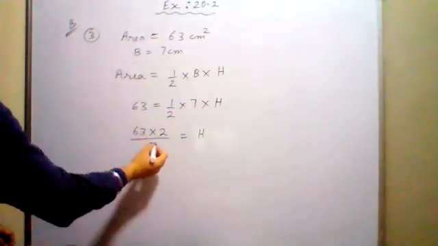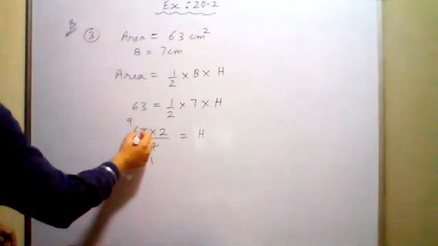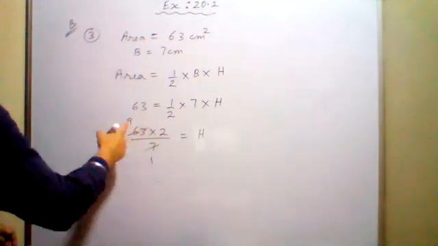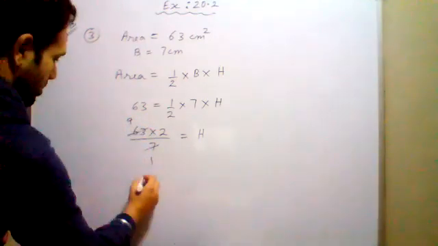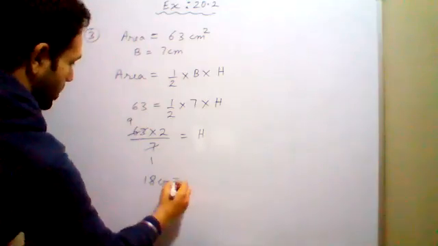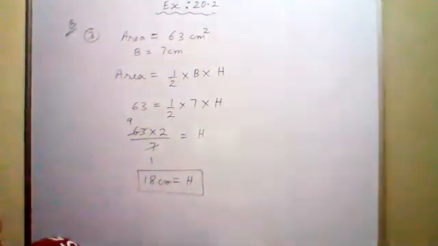Now 63 divided by 7 is 9. 63 को 7 से divide करते हैं, कितना आता है? 9. So 9 into 2 is 18. 18 centimeter is the answer. Clear? Same है बिल्कुल question one की तरह. Do all the parts. Yes. Any doubt in this? Anyone? No, sir. Okay. Do all the parts now.